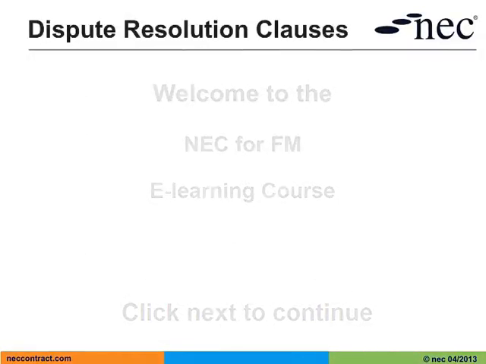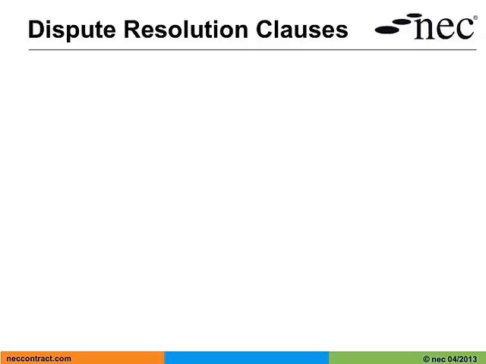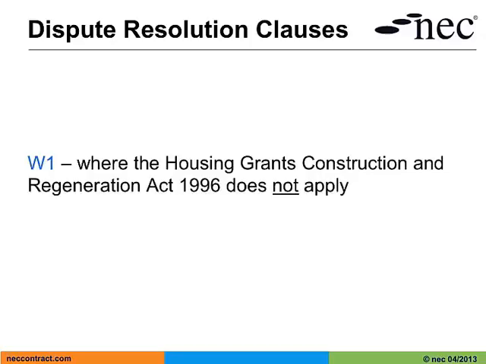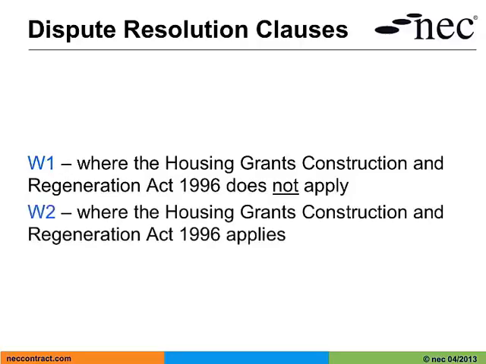Next, we have the dispute resolution clauses. And the choice here is either W1 or W2. We use W1 where the Housing Grants, Construction and Regeneration Act does not apply to the contract. And we use W2 where the Housing Grants, Construction and Regeneration Act does apply to the contract. Generally speaking, in making a decision between W1 and W2, it is useful to consult a lawyer.